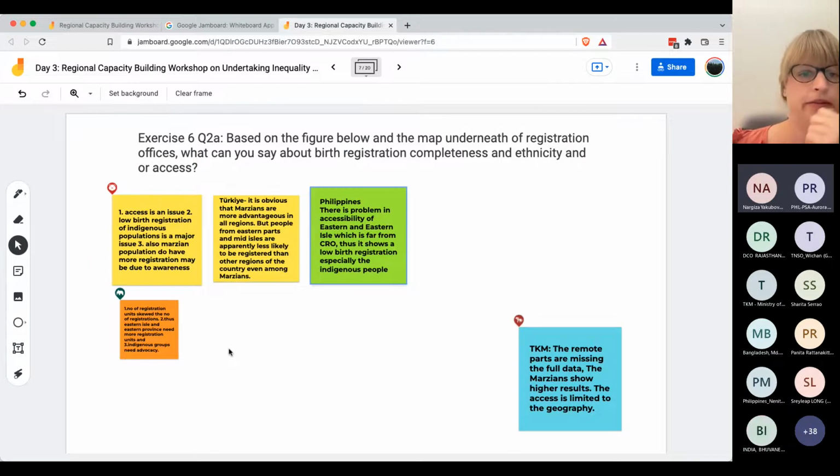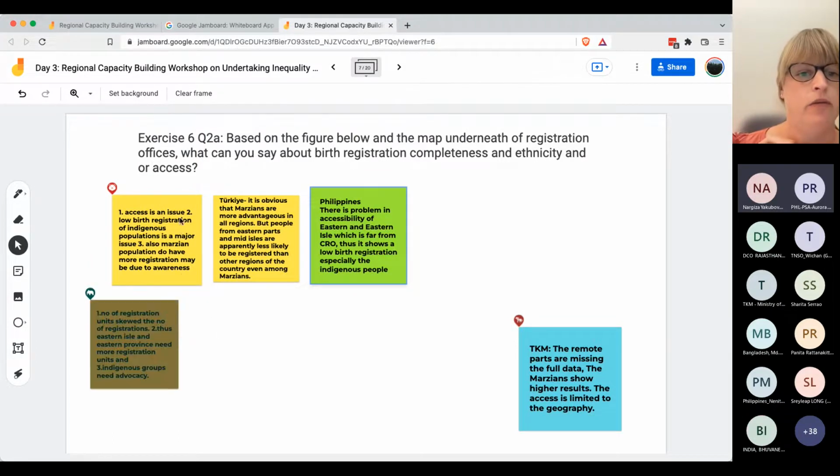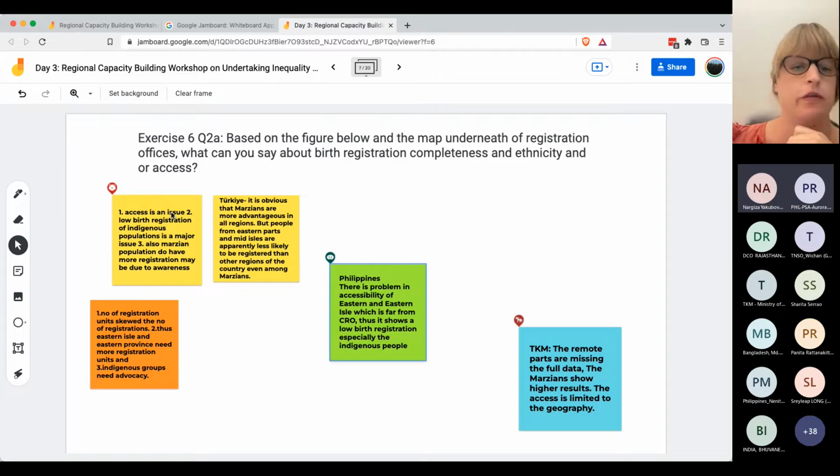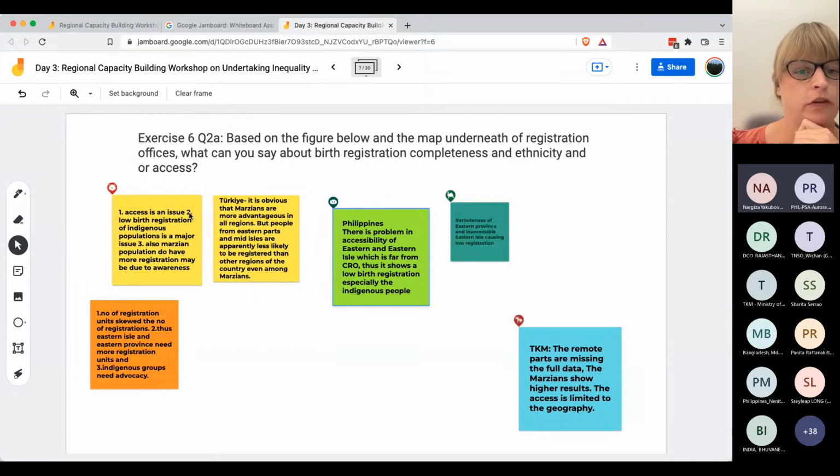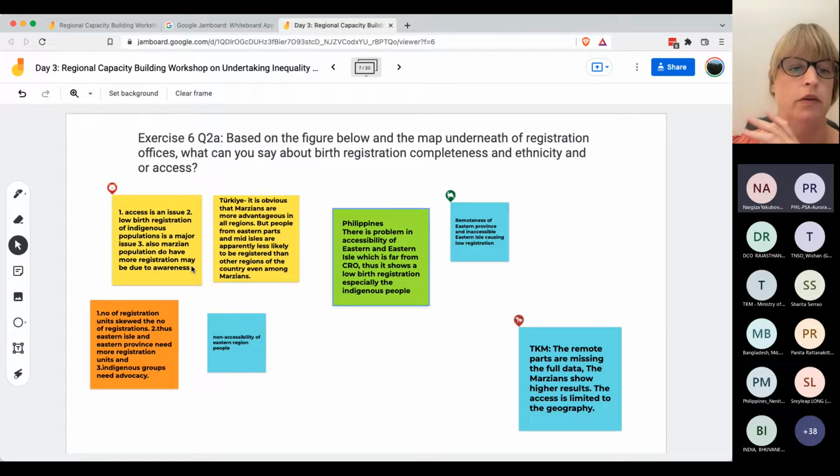Okay, so far the comments that we have are that access is an issue. We're definitely seeing that in the provinces that don't have registration offices, access is an issue. We're seeing lower rates, right? So low birth registration of the Indigenous population is an issue, yep. And then the Marzians have, perhaps it's an awareness issue. So maybe there's something going on culturally between the two ethnicities, that Marzians are just more aware of the need to register. That could definitely be a possibility.